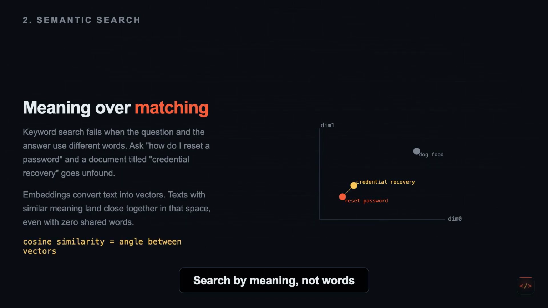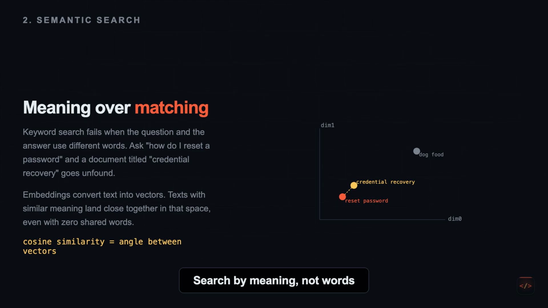The heart of retrieval is search that understands meaning, not just keywords. Keyword search fails when the question and the answer use different words. Someone asks how to reset a password, but the document actually says credential recovery. Both are different things. Embeddings are the answer for this.